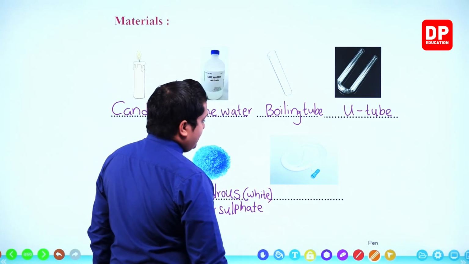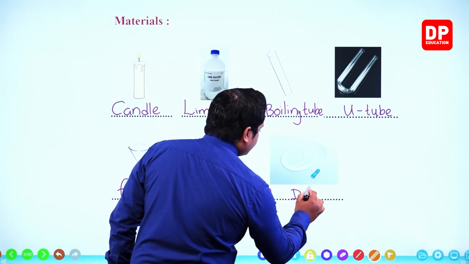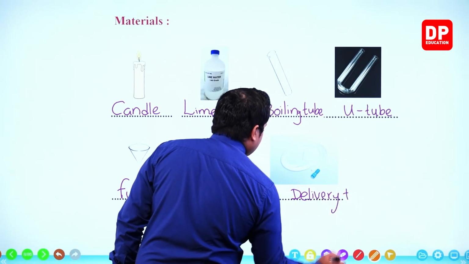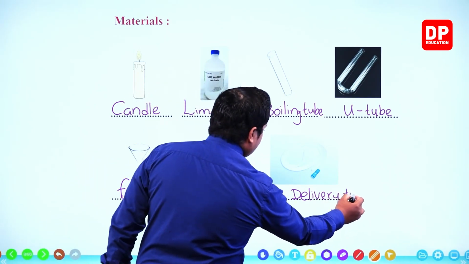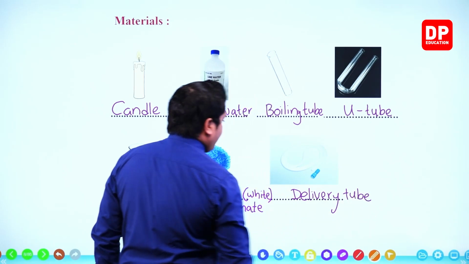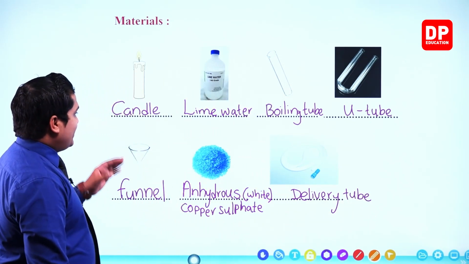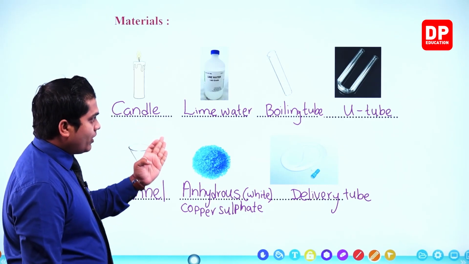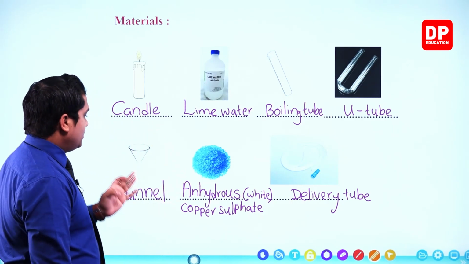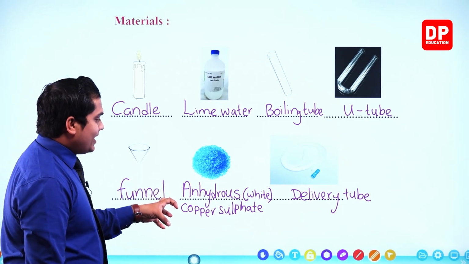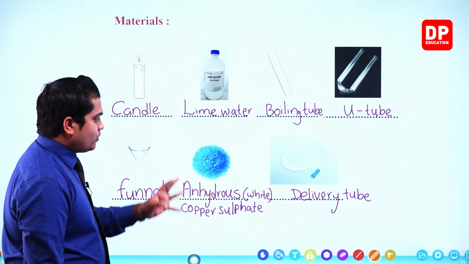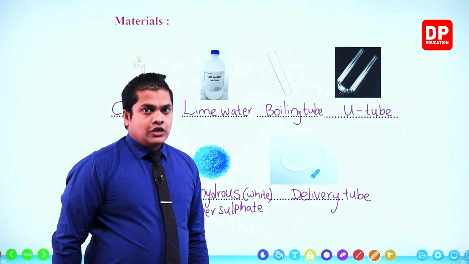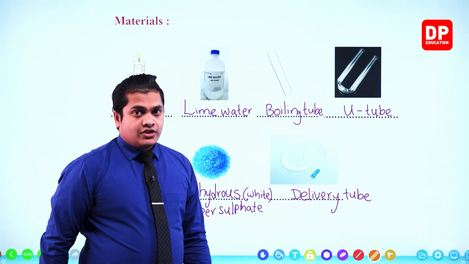Then we'll be needing a delivery tube in order to deliver the gas, right? Right, so we'll be needing a candle, lime water solution, boiling tube, U-tube, funnel, anhydrous copper sulfate, that means white copper sulfate, and a delivery tube to deliver the gas. So these are the materials that we need, my dear children.